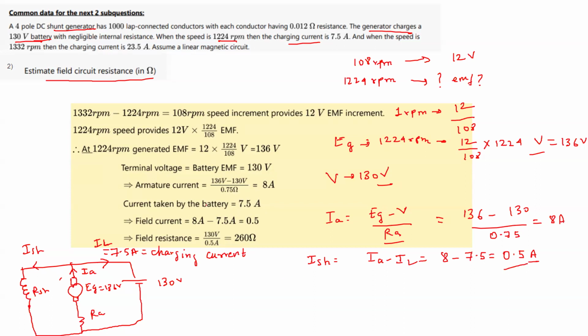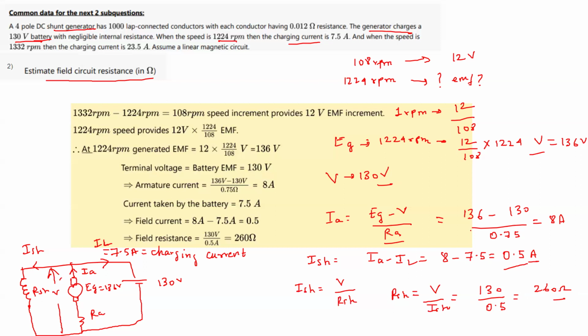Now here let us find out the field resistance. For finding the field resistance, RSH is nothing but V by ISH. Now what is your terminal voltage V? This is the voltage which is also getting applied here. That is why your ISH is nothing but V by RSH. But in the question, we are supposed to find the field circuit resistance. We know the terminal voltage as 130 and we know the shunt current from the previous calculation. So we get this as 260 ohms. Is there any doubt here, Sambit and Shiv Kumar Mahato?